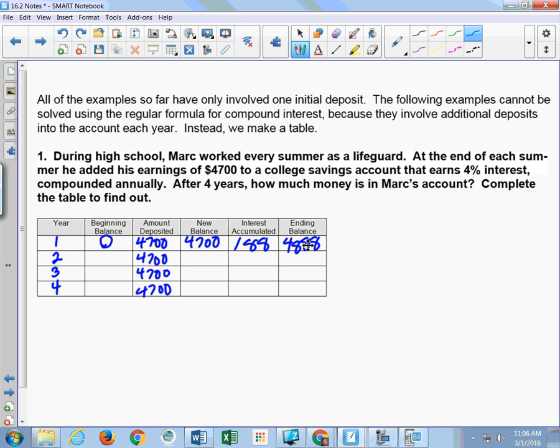Now we're going to take our ending balance. Say it's December 31st, and the next day is January 1st. How much money would he have? Well, he would have $4,888. That's the beginning balance. Then we're going to add that $4,700. Take $4,888 plus $4,700, and we get $9,588. Now we're going to run $9,588 through the formula.